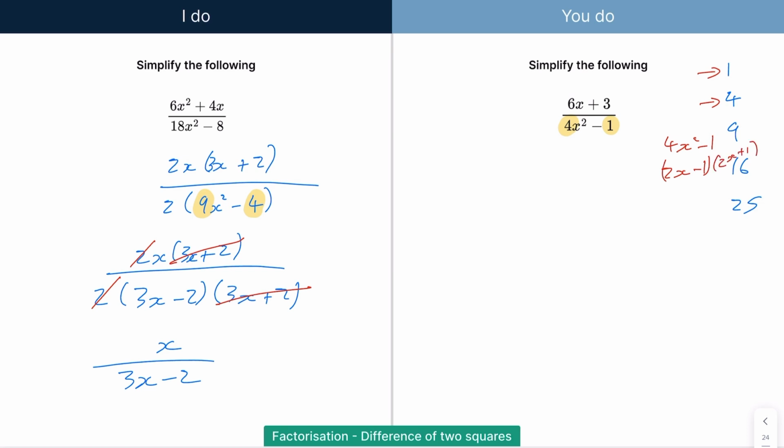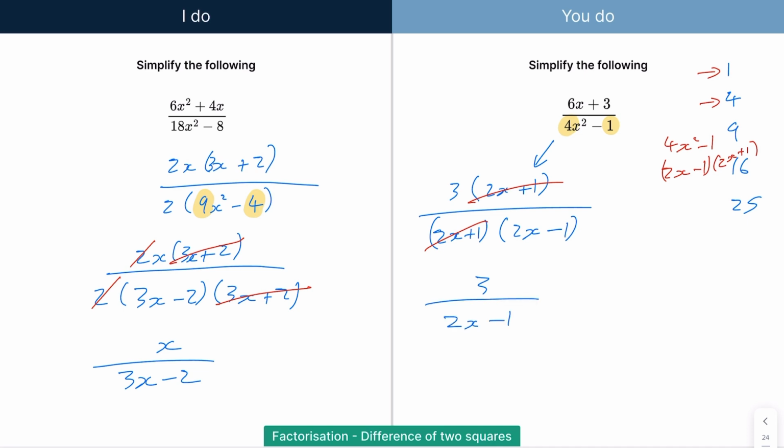Okay, so if I now rewrite this, so that becomes, well, I can factorize the top first. So that becomes that plus 1. And then at the bottom, we end up with 2x plus 1 and 2x minus 1. And now we can cancel out this, and that now leaves me with 3 over 2x minus 1.